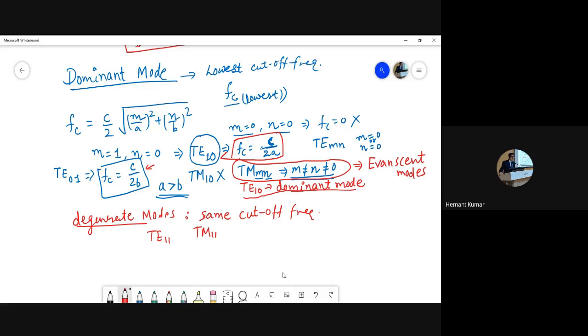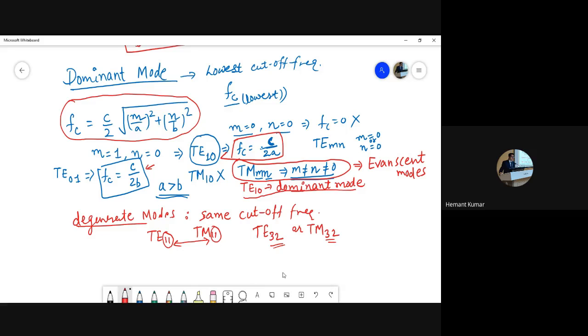These both have the same cutoff frequency, because the cutoff frequency formula is not dependent on whether it is TE or TM. It is only dependent on m and n. So if these two values are equal, then we can say these are degenerate modes, like TE32 or TM32. These two modes are also degenerate because the cutoff frequency is the same. So this is all about the waveguide and the related terms that we discussed.